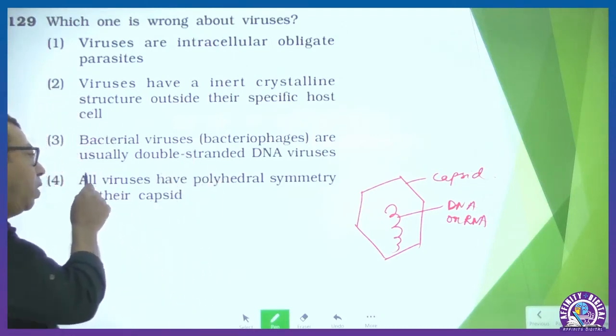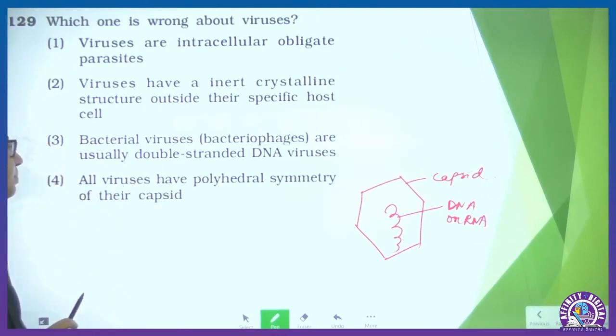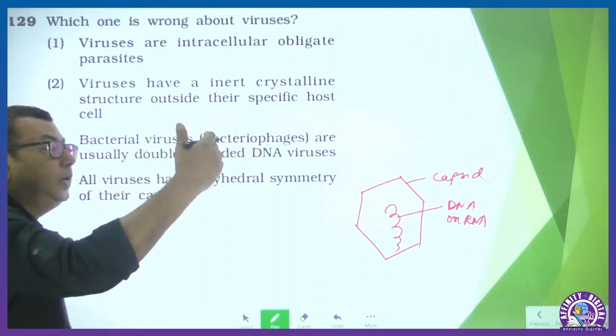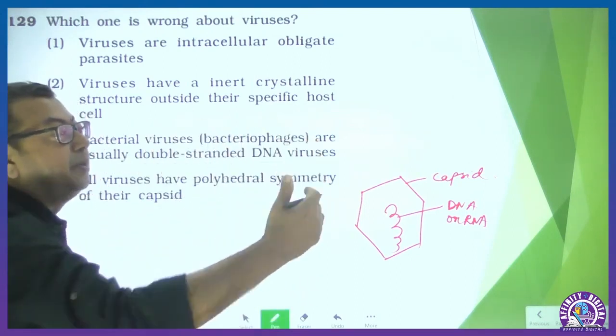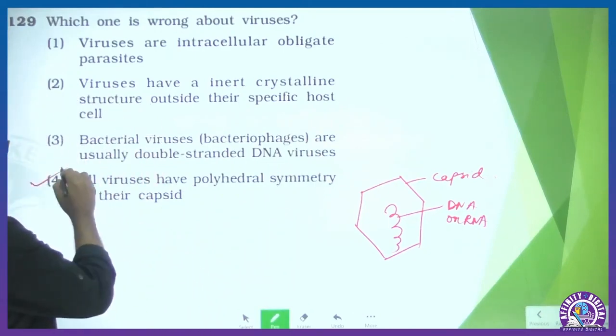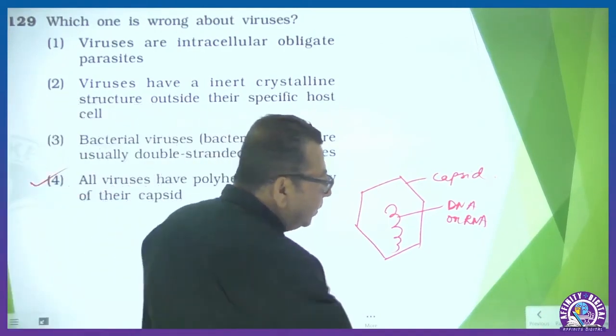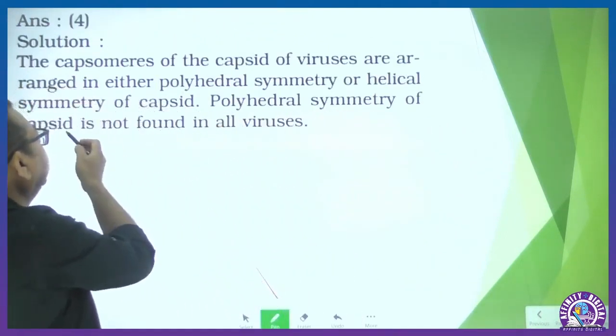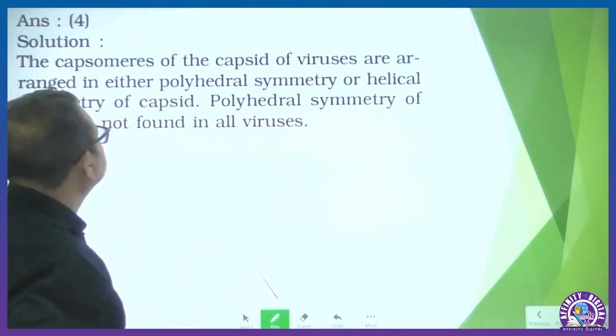But here, what was given? All viruses have polyhedral symmetry. Is this correct or wrong? This is wrong because many other viruses do not have polyhedral symmetry, they have helical symmetry. So that is why this is the wrong statement about viruses. So the next option I have given, polyhedral symmetry is not found in all viruses.